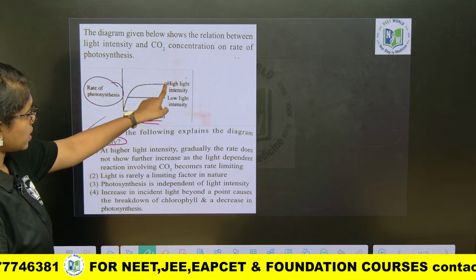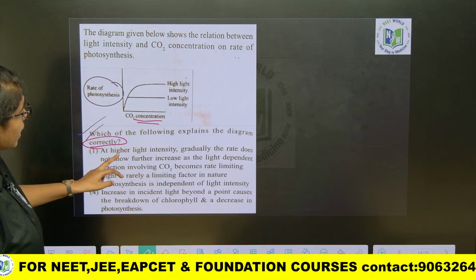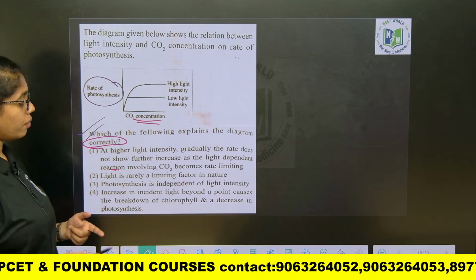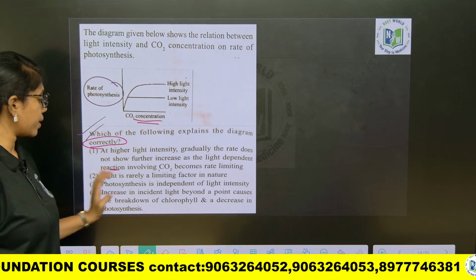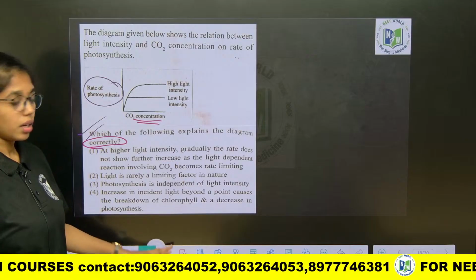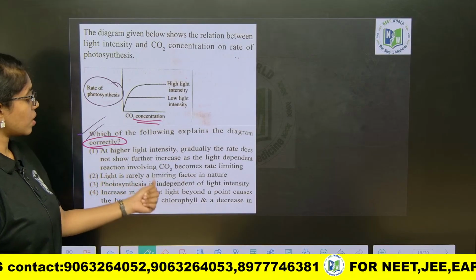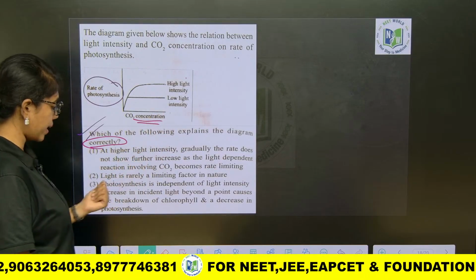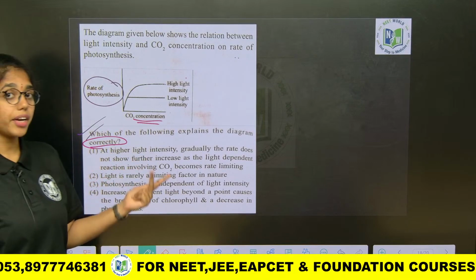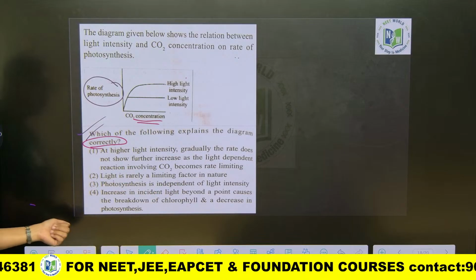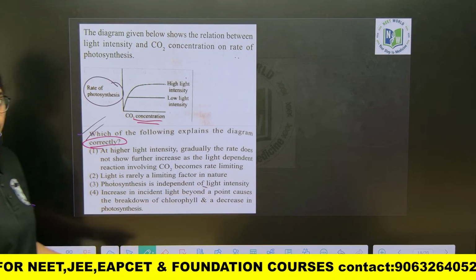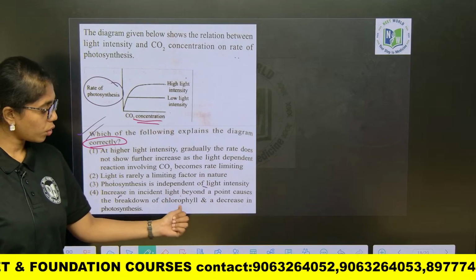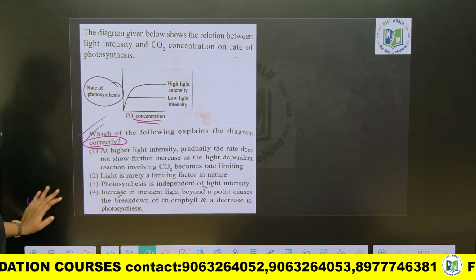At higher light intensities, gradually the rate does not show further increase as the light dependent reaction involving carbon dioxide becomes rate limiting. This becomes the rate limiting step. Option 2, light is rarely a limiting factor, this is true, but we need the correct statement which explains this diagram about light intensity, carbon dioxide and rate of photosynthesis. Look into each option carefully. Photosynthesis is independent of the light, wrong. Increase in incident light beyond a point causes the breakdown of chlorophyll and a decrease in photosynthesis.